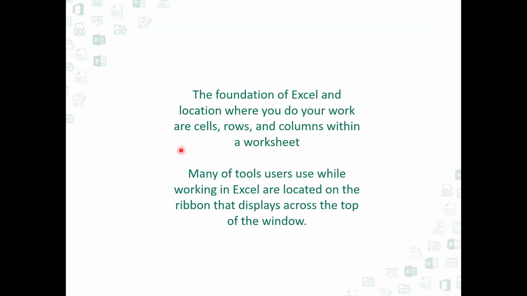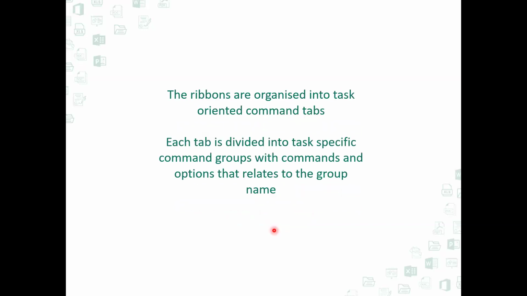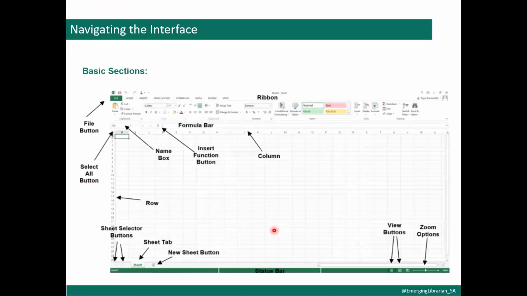So the foundation of Excel and location where you do your work are cells, rows, and columns within a worksheet. Many of the tools users use while working on Excel are located on the ribbon that displays across the top of the window. So the ribbons are organized into task-oriented commands. Each tab is divided into task-specific commands, groups with commands and options that relate to the group name.